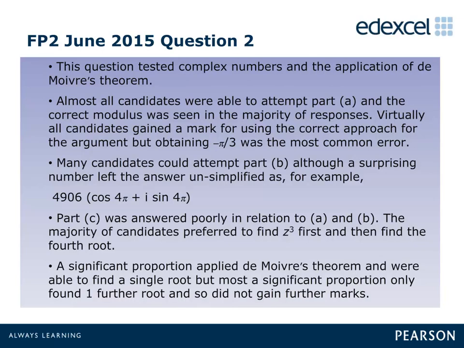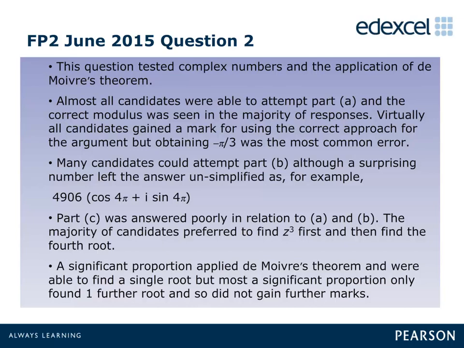This question tested complex numbers and the application of de Moivre's theorem. Almost all candidates were able to attempt Part A, and the correct modulus was seen in the majority of responses. Virtually all candidates gained a mark for using the correct approach for the argument, but obtaining minus pi over 3 was the most common error.